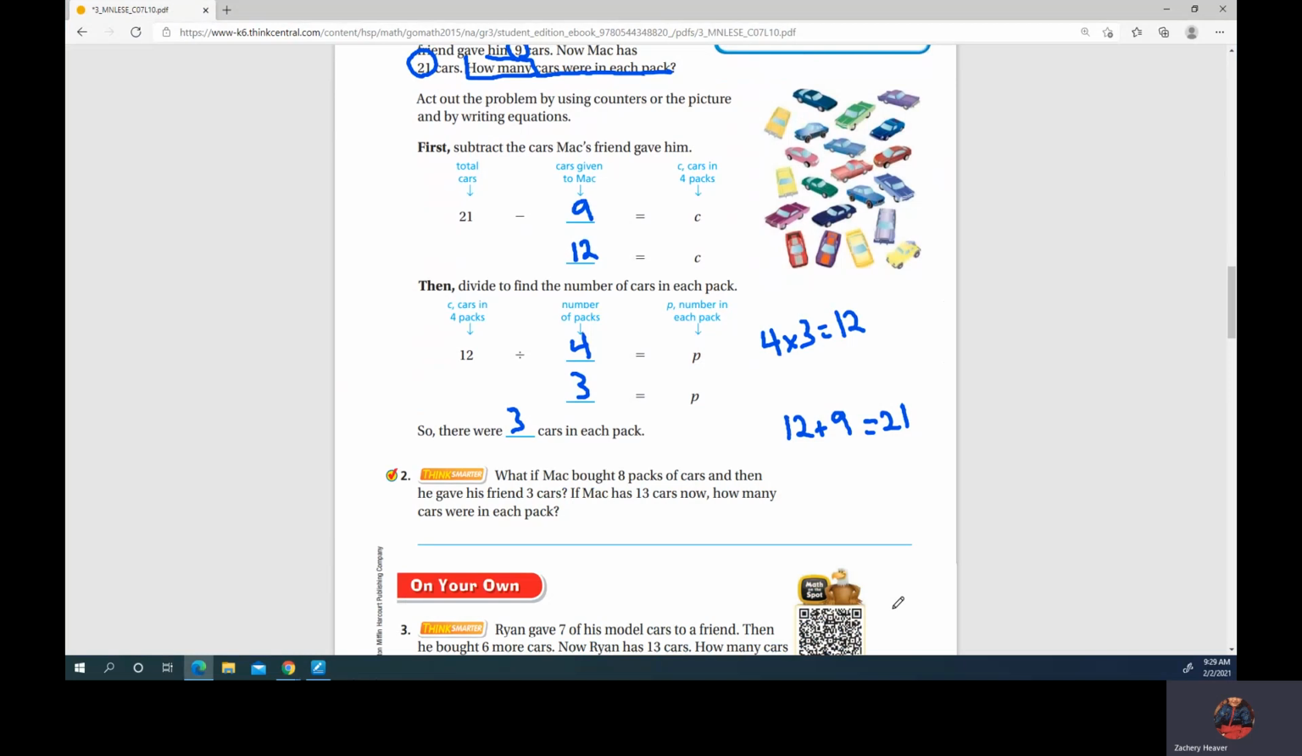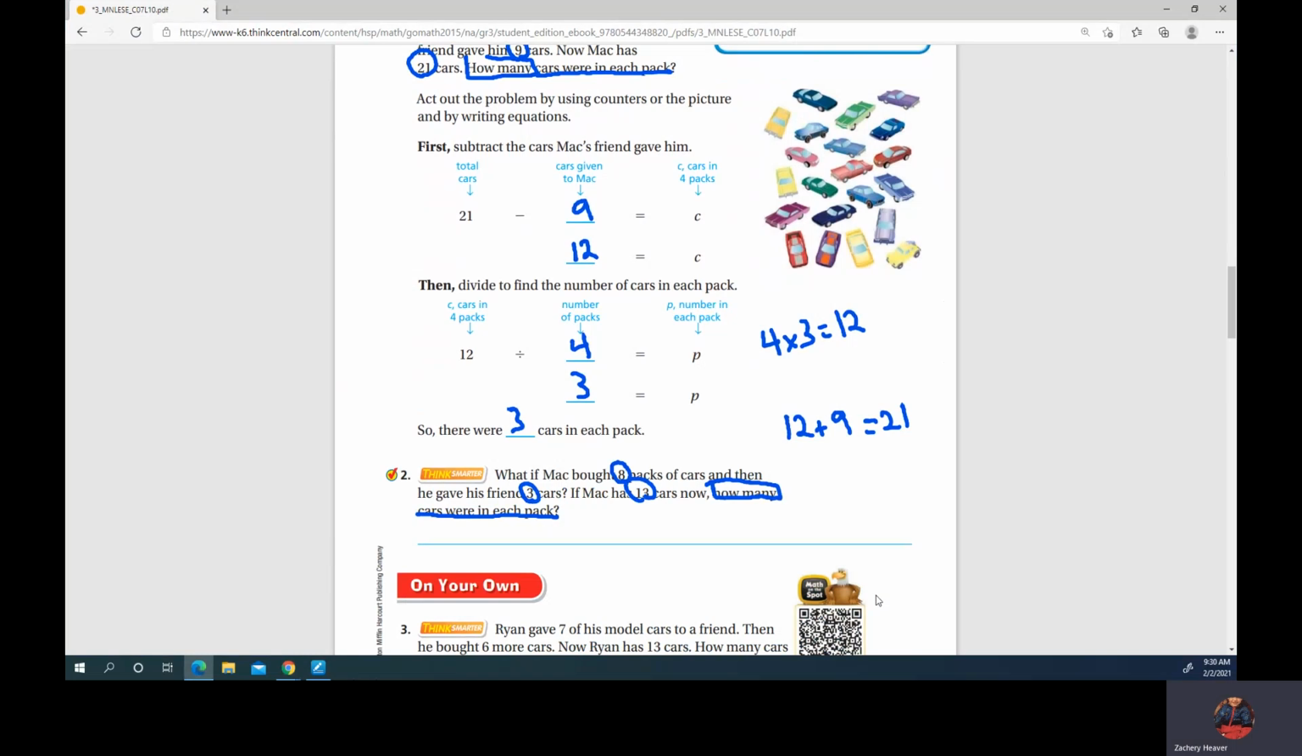Now, this one is a Think Smarter question. It says, what if Mac bought 8 packs of cars and then gave his friend 3 cars? If Mac has 13 cars now, how many cars were in each pack? So let's say he bought 8 packs, okay? And he gave his friend 3.